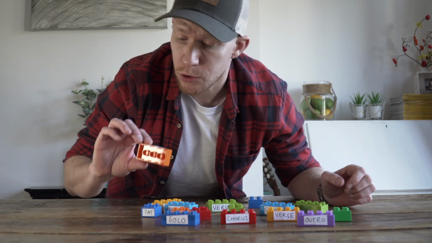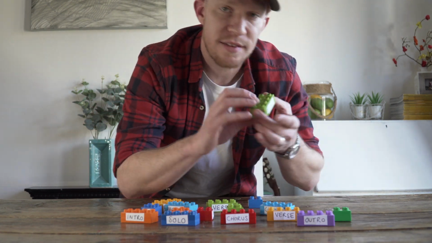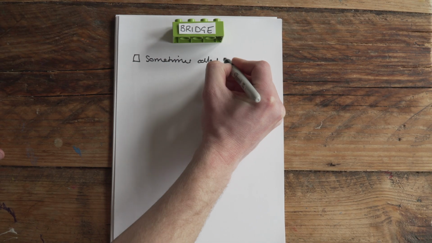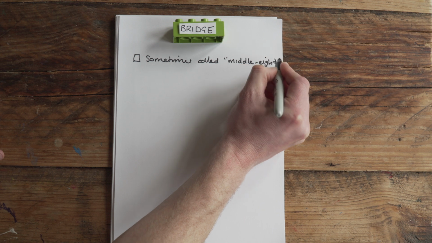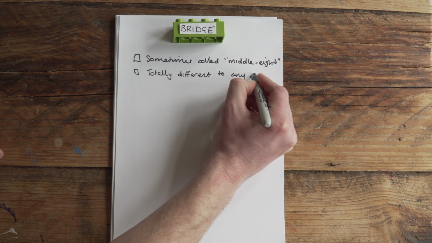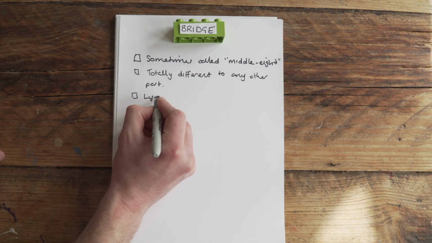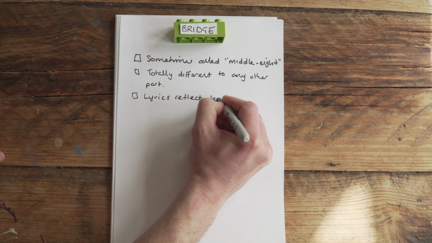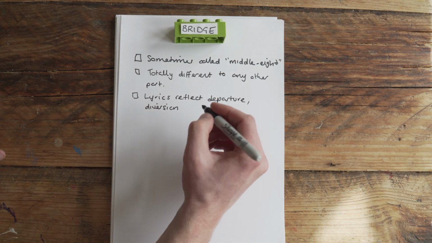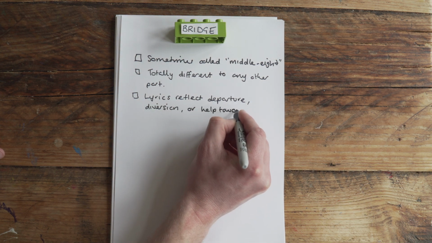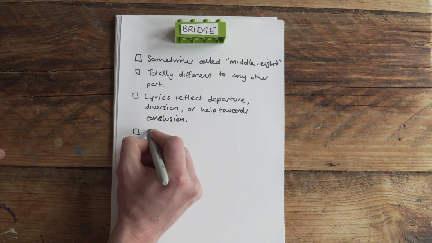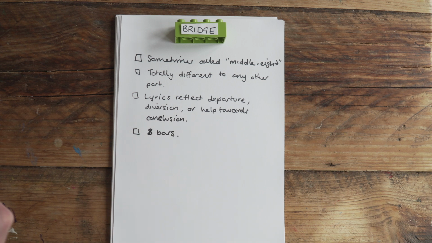Now onto some of the lesser known structural elements. Let's have a look at the bridge. The bridge, or sometimes called the middle 8, stands aside from the verse-chorus love affair in that it is musically, melodically and lyrically totally different to anything else we would have heard so far. As the bridge throws a musical spanner into the otherwise formulaic works, the lyrics in the bridge will typically reflect departure within the story, diversion, or help usher us towards conclusion. In other words, the bridge should carry the listener from this to that. 8 bars should see you across.